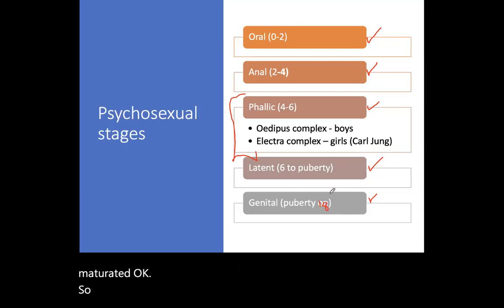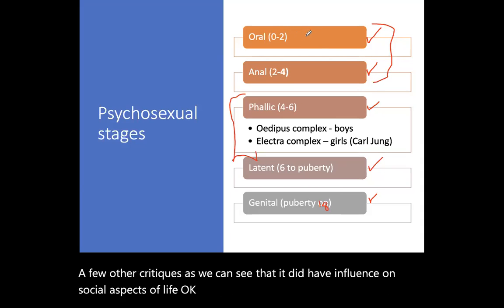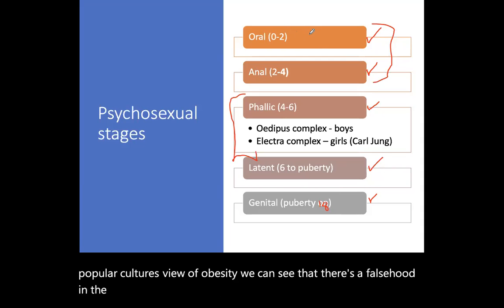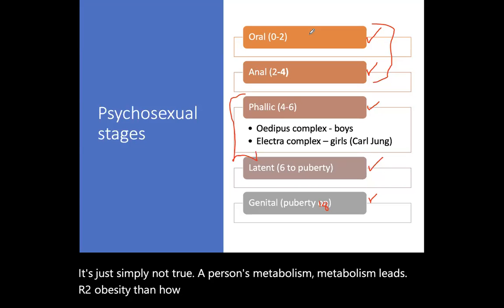So that's Freud's theory. And so what are some critiques of it? Well, a few of the critiques is we can see that it did have influence on social aspects of life, okay? If we look at the oral phase and look at popular culture's view of obesity, we can see that there's a falsehood in the idea that overconsumption leads to obesity. In fact, it's just simply not true. A person's metabolism leads more to obesity than how much someone consumes.